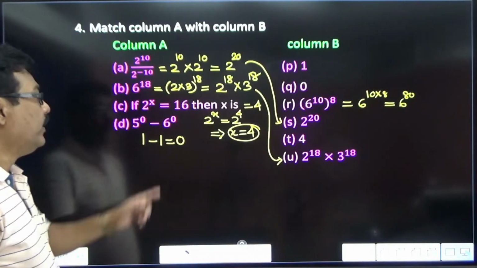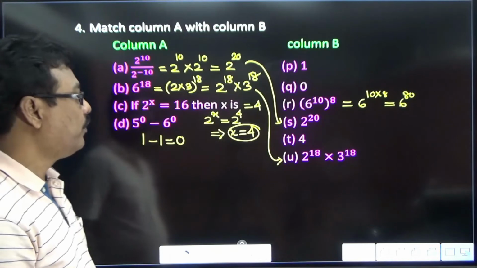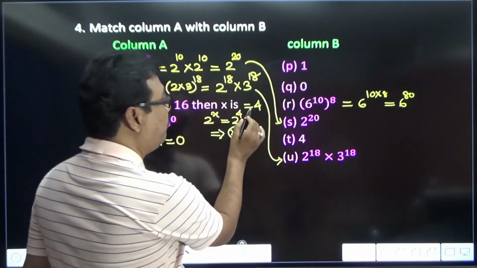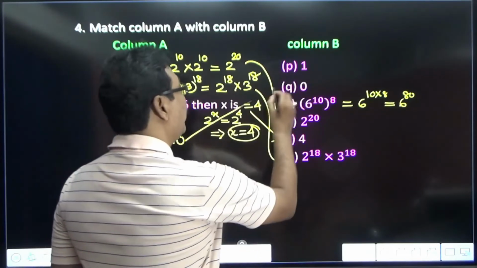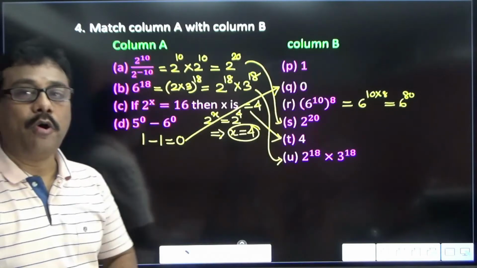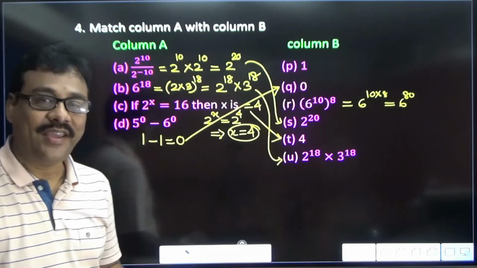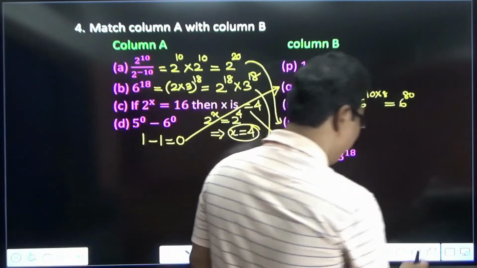Next, x is equal to 4 we got, so this has to be connected with 4. And finally, this is 0, so it has to be connected with q. I hope all of you got it. Okay. Now let's go to the next one.